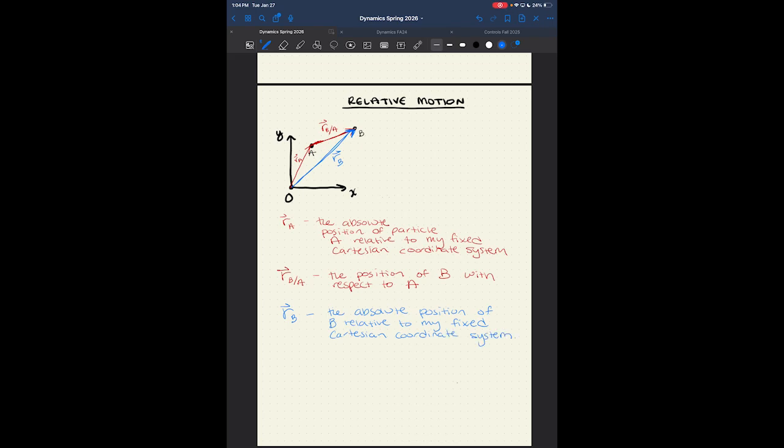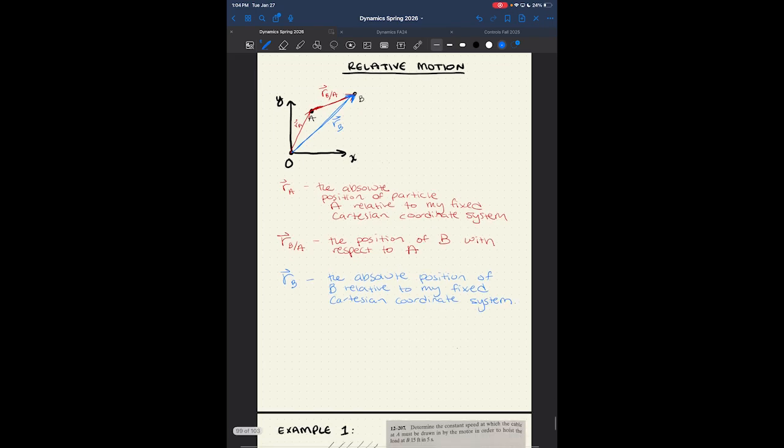If you're good with vectors, you should know how these are related already. Anyone want to take a stab at how the three are related? Vector addition, brilliant.